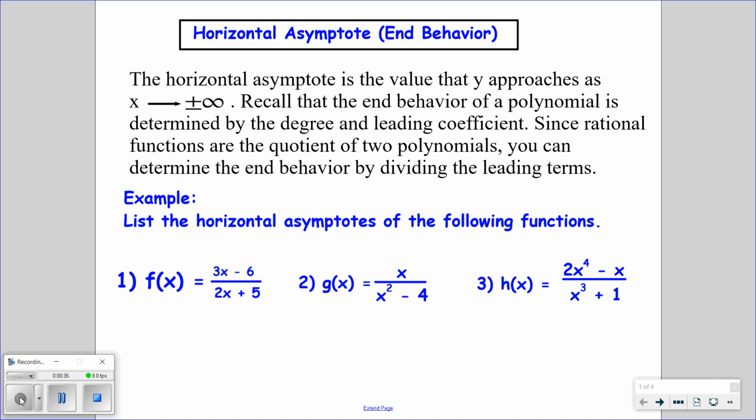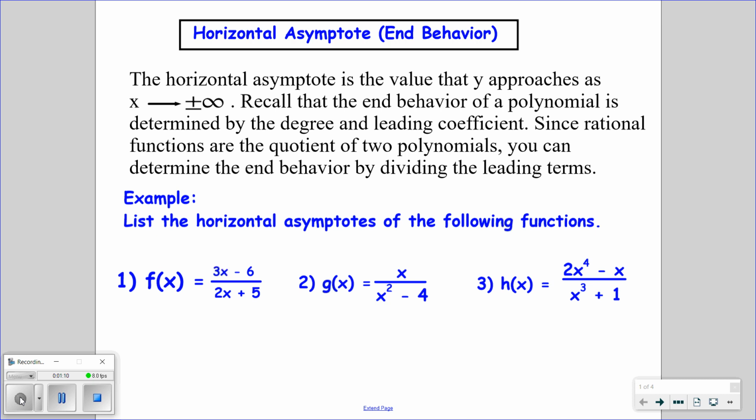Okay, recall that the end behavior of a polynomial is determined by the degree and the leading coefficient. So remember, we learned that if the degree of the polynomial is even, both ends are up, or both ends are down. And if the degree of the polynomial is odd, the ends go in opposite directions. So since a rational function is the quotient of two polynomials, you can determine the end behavior by dividing the leading terms. All right, so let's do that.